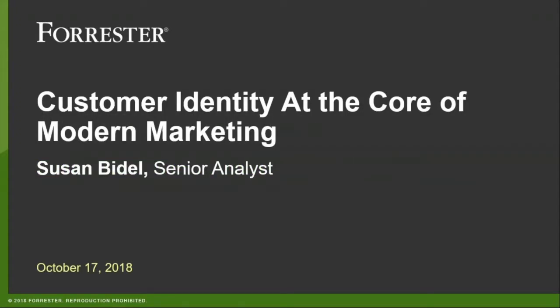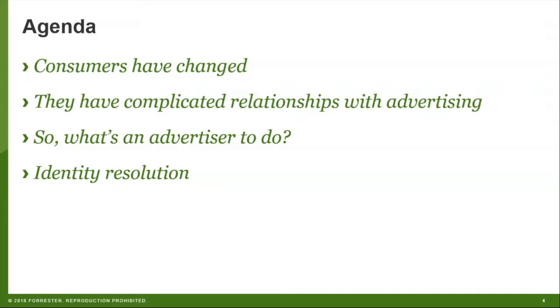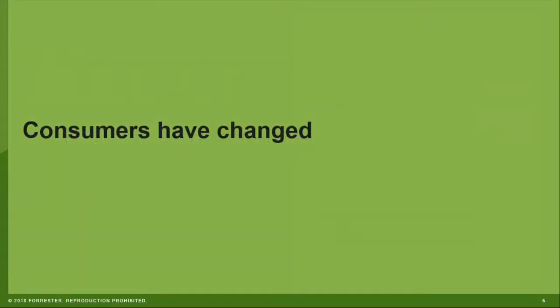So today we're going to talk about customer identity at the core of modern marketing, because we truly believe at Forrester that consumers have changed, and they've changed very, very dramatically. Most importantly, from a marketer's perspective, is that they expect relevance. And for a marketer to deliver relevance requires that that marketer know who they are and what their interests are. So today we're going to go briefly through how consumers have changed from the Forrester point of view, what their relationships are with advertising, and it is not what you might expect, all of which puts an advertiser in something of a dilemma, and that dilemma they can solve with identity resolution. So let's get started. How have consumers changed?